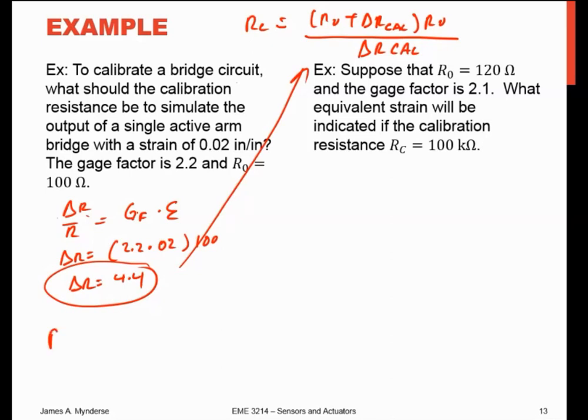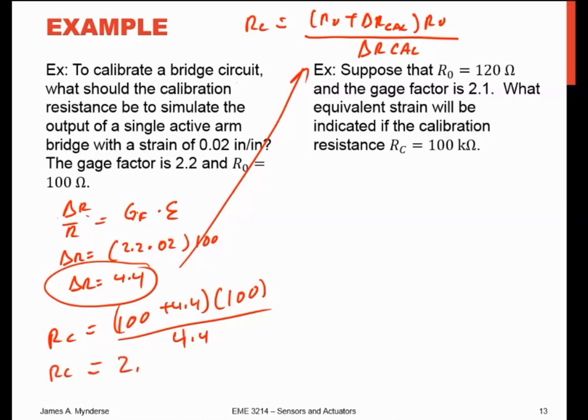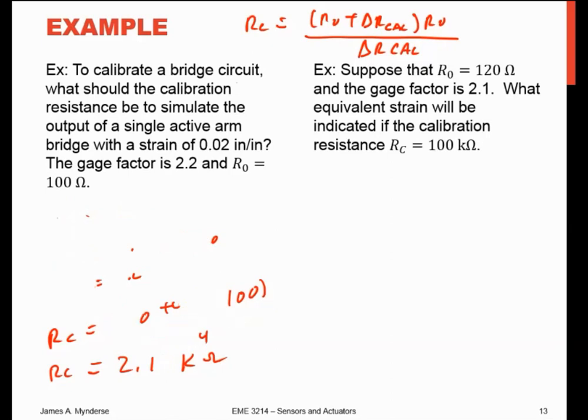So if I have a delta R of 4.4, I can plug it into this equation up here, and I get RC equals 100 plus 4.4, times 100, I guess I didn't need those parentheses, divided by 4.4, and I get RC equals 2.17 K ohms. Okay? Pretty straightforward, just a matter of chunking out the algebra. And we can take the same concepts and do them backwards.